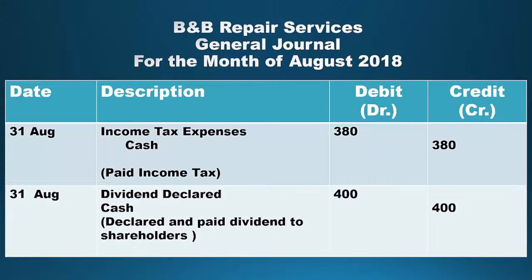Step 2. Which accounts are affected? Dividends declared increases because this represents a reduction in retained earnings. Cash decreases because the company paid the dividends.